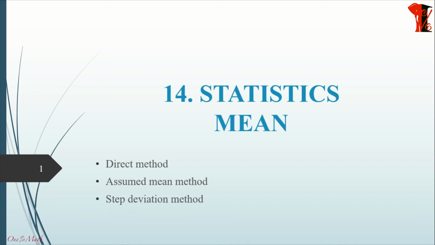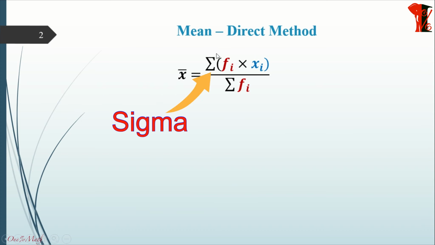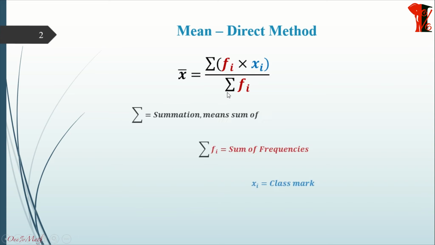First let us see the formula. This is the formula we use: X bar equals sigma fi xi by sigma fi. This X bar symbolizes the mean. What does the sigma symbol represent? It represents summation. Summation means sum of.